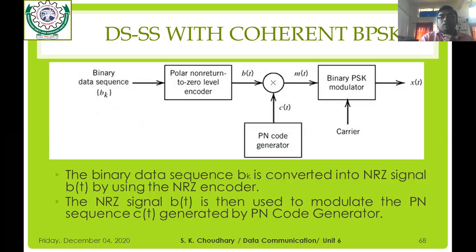Spreading of the signal means the output of the product modulator, where we multiply a PN sequence with the data signal, that is m(t). This wide bandwidth signal is now passed through a binary PSK modulator with the help of a high frequency carrier signal. Finally we get the signal x(t), the output of this DSSS coherent BPSK, which is transmitted through the channel. Here you can see the block diagram of DSSS with coherent BPSK, so please take a screenshot.